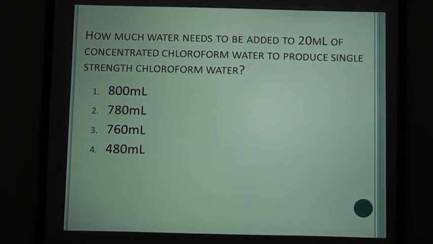So how much water needs to be added to 20 milliliters of concentrated chloroform water to produce single strength chloroform water? You've got 20 milliliters of concentrated chloroform water. You need to end up with single strength chloroform water. How much water do you need to add?